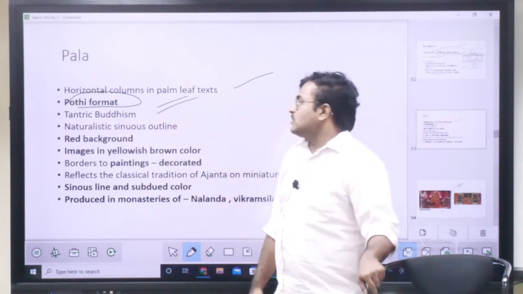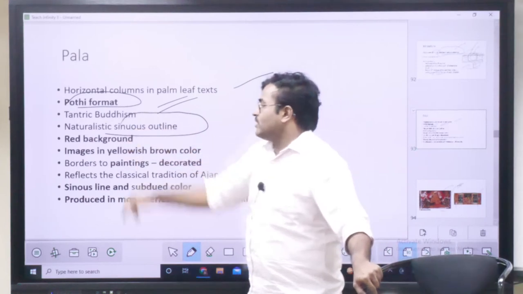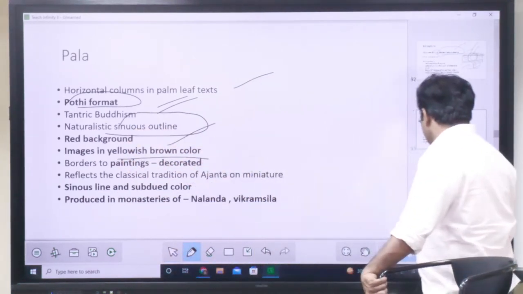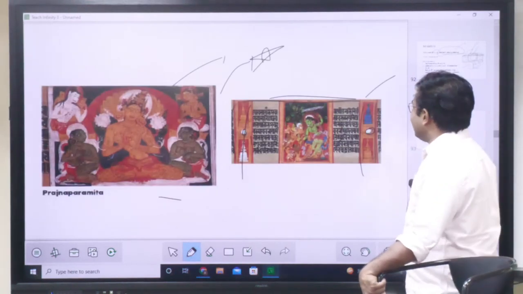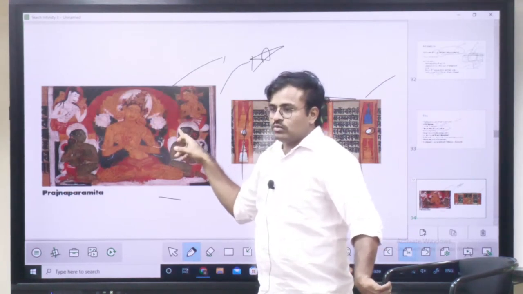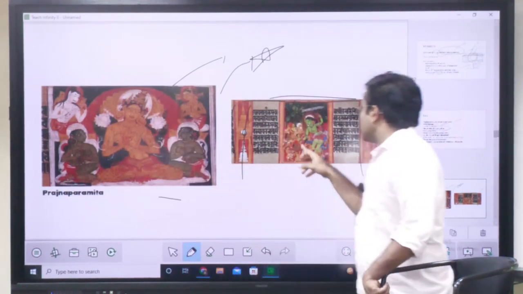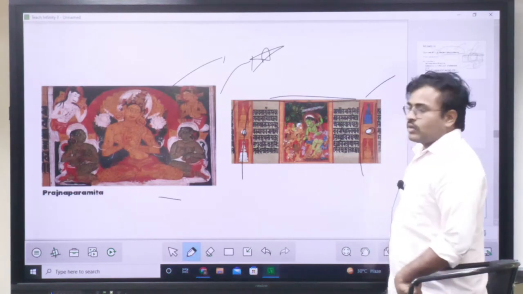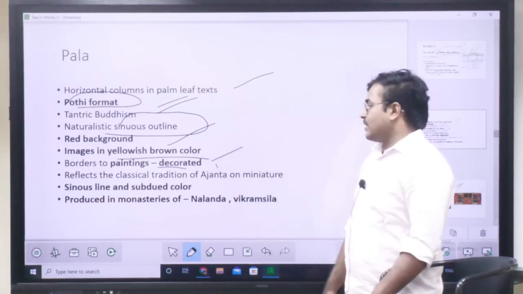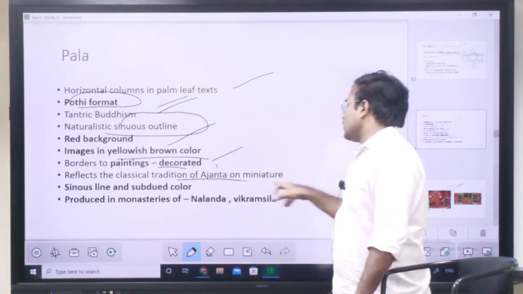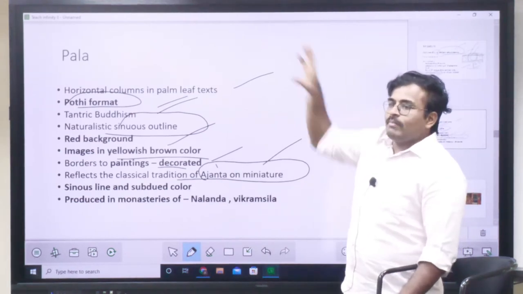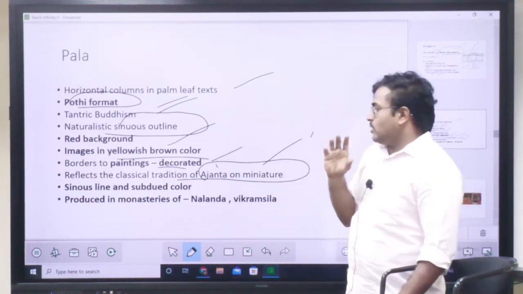The paintings have a sinuous outline and red background. Most of the images are shown in yellowish or brown color. Background is red. Here it's not clearly shown, but here you can see the red color background. The images mostly are in yellow color. Along with that, the border also has painting and decoration. It reflects the classical tradition of Ajanta, but on a miniature scale, small.